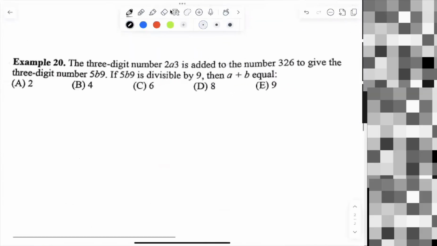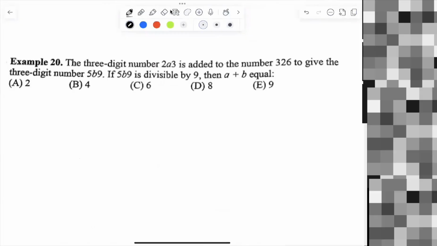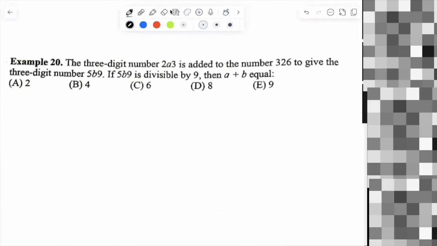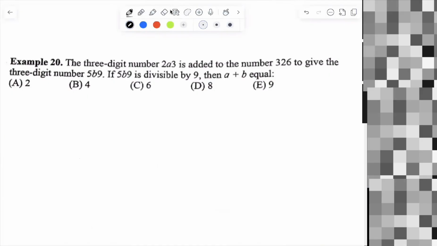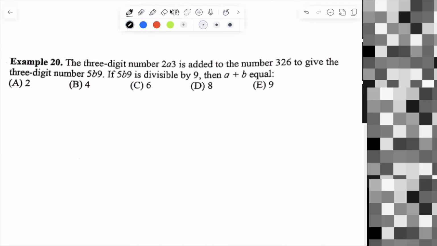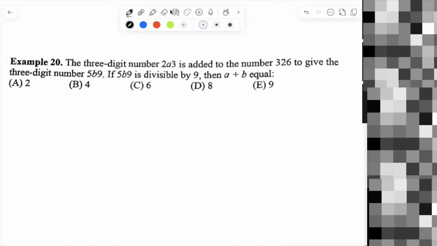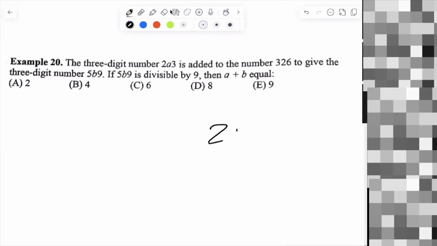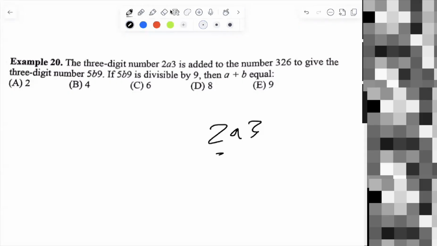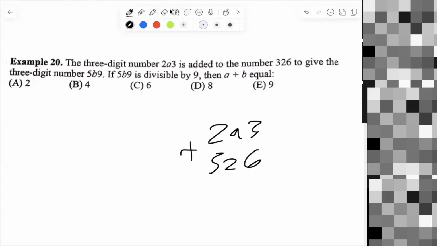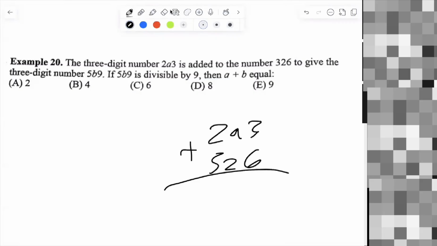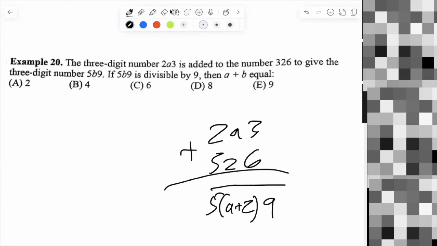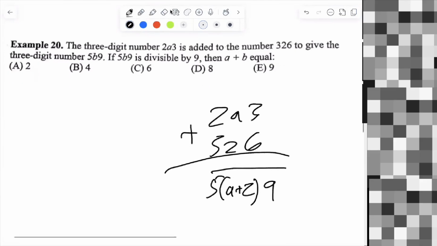Now let's move on to example 20. The 3-digit number 2A3 is added to the number 3D6 to give the 3-digit number 5B9. If 5B9 is divisible by 9, then A plus B equals... Alright, so we want to try to find B and A. So let's just add up 2A3 and 326 to see what we get. Notice that we have no regrouping here. This gives you 5, A plus 2, and 9, which is just 5B9.